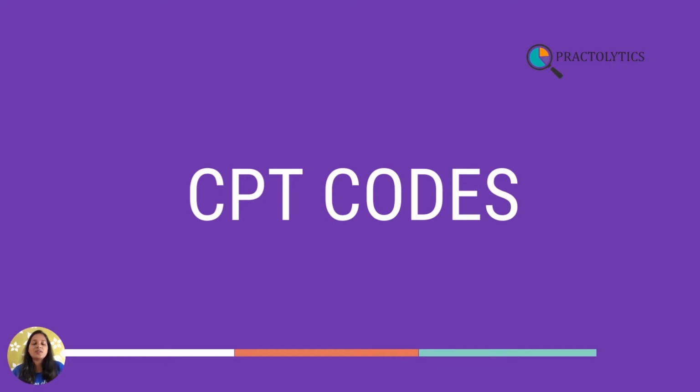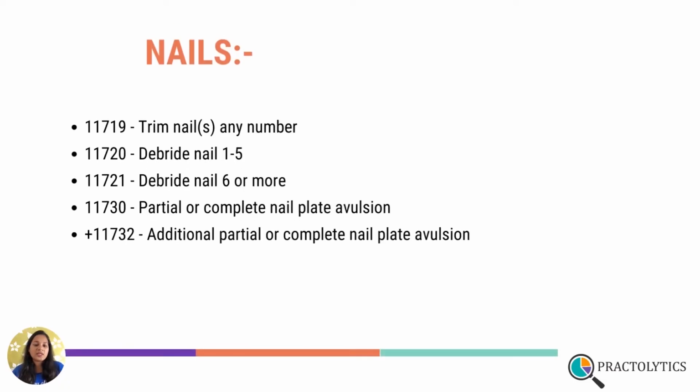Moving to the CPT codes that are to be utilized for these services, let's learn what those are. Firstly, CPT 11719. Utilize this code if you are just trimming the nails. That could be any number. And 11720. If you are performing a debridement, then utilize this code if the nail number is between 1 to 5. If the debridement of the nails is more than 6, then utilize CPT 11721.